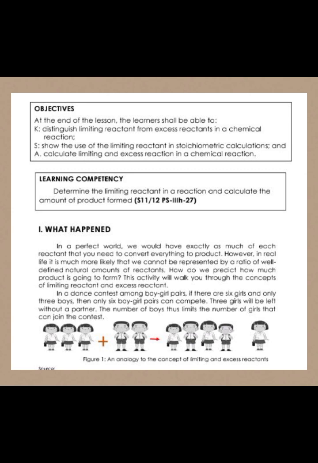In a dance contest among boy-girl pairs, if there are 6 girls and only 3 boys, then only 3 boy-girl pairs can compete. There are girls who will be left without a partner. The number of the boys thus limits the number of girls that can join the contest.